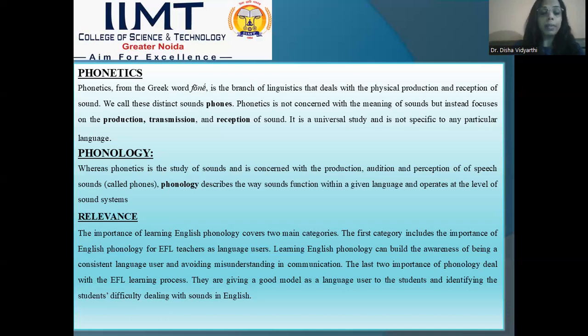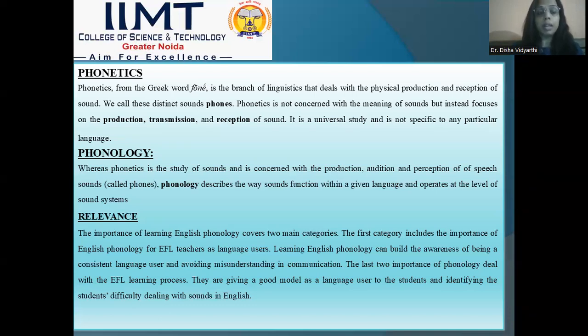Now, on the contrary, there's another terminology, phonology, whereas phonetics is the study of sound and is concerned with the production, addition, and perception of the speech sounds called phones. Phonology describes the way sounds function within a given language and operates at the level of sound system. What is the basic difference between phonetics and phonology? Phonetics is a broader term in which you understand the possible human speech sounds in the different languages. Because it is a broader term, it has a wider range. Because we humans can speak different languages, and when we talk about different languages, we must be having different sound systems.